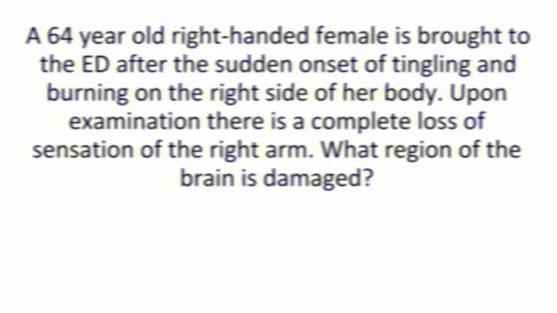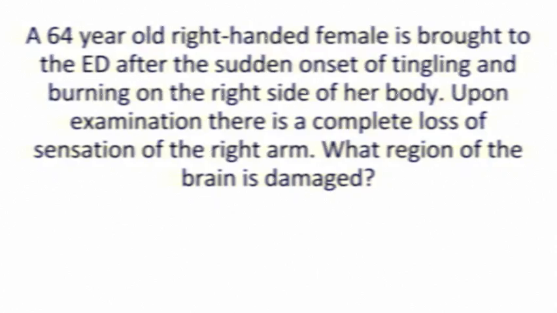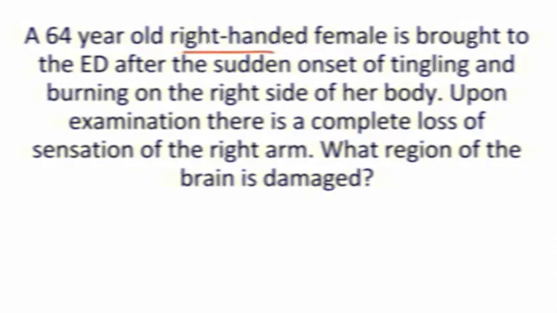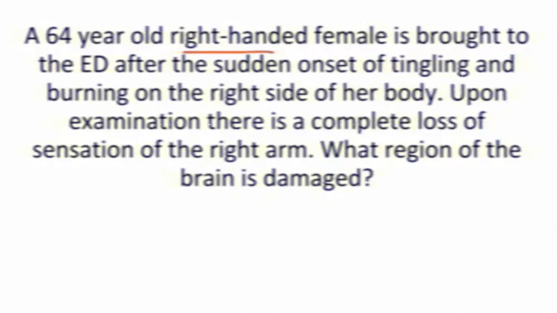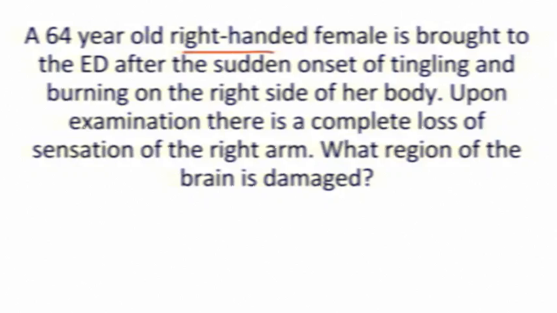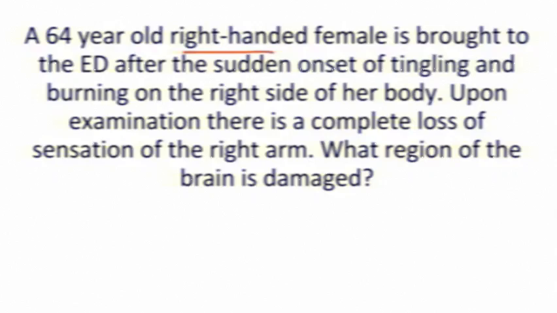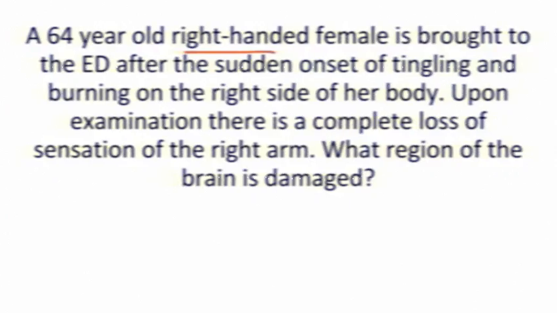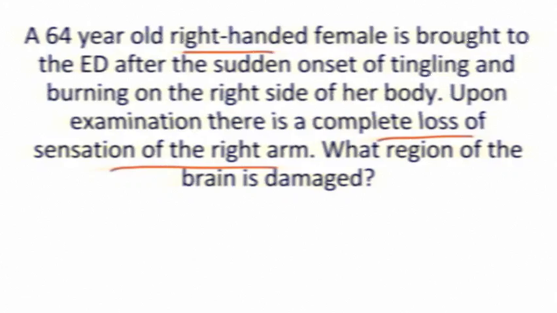Okay, let's break down the question. With most neuro-related questions, you'll notice the question stem will often mention if the patient is left or right-handed. This is important because it tells you what is the dominant hemisphere in the patient. In this patient, we can see that she is right-handed, which means the left hemisphere is the dominant hemisphere. Also notice that the patient developed somatosensory abnormalities, which progressed to a complete loss of sensation of the right arm. We're asked what region of the brain is damaged.